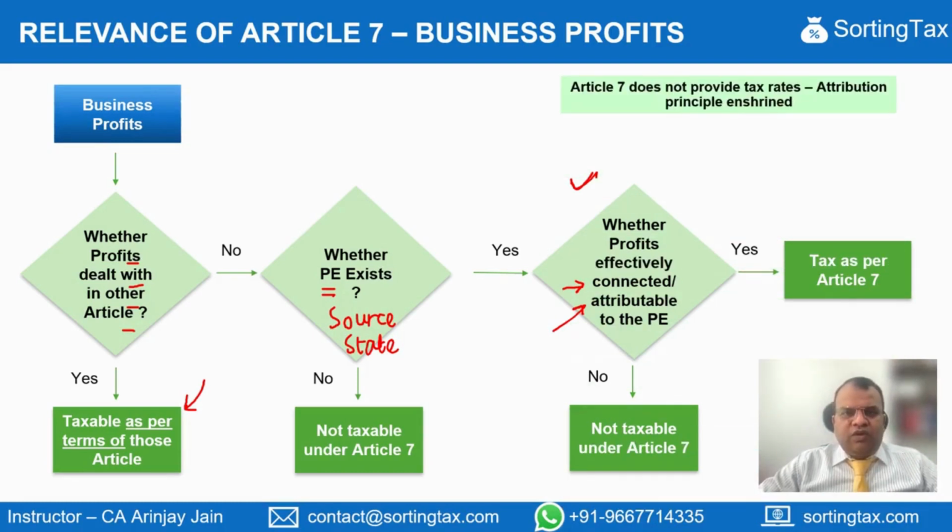The important thing to note here is that Article 7 does not provide the rate of tax at which the taxation has to be applied to the profits of the PE. The rate of tax is something that has to be seen as per the domestic tax laws of the respective contracting states. But Article 7 would not provide the rate of taxation. Yes, what Article 7 does provide is how the attribution has to be done.